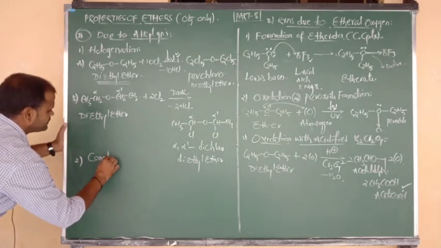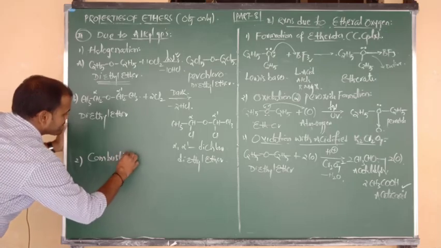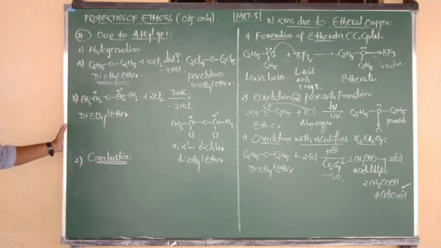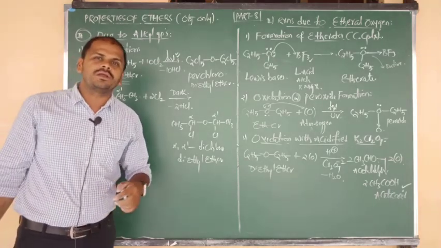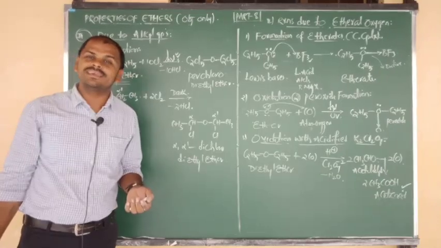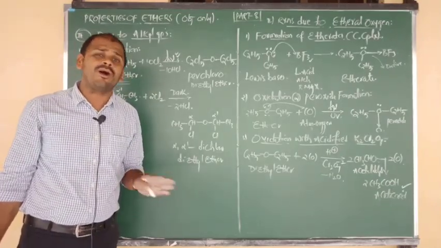So in that reactions due to alkyl category, the reaction number 2 is nothing but combustion reaction. Combustion, or we can say burning. Same, beta, ethers are highly inflammable in nature, so same like petroleum, it also easily undergoes combustion. Easily undergoes combustion, same like alkanes, beta.